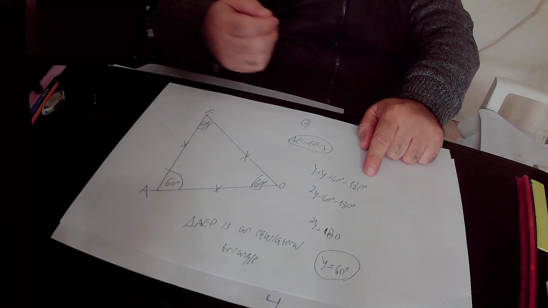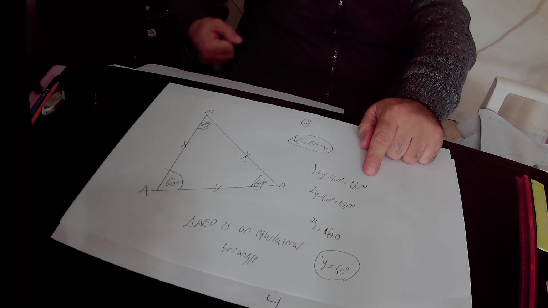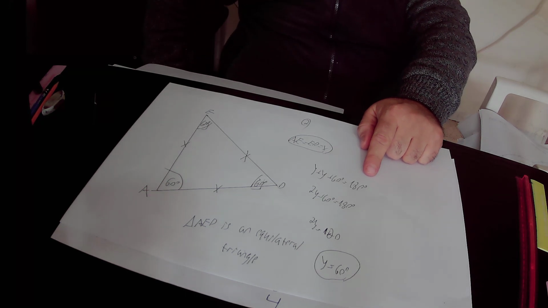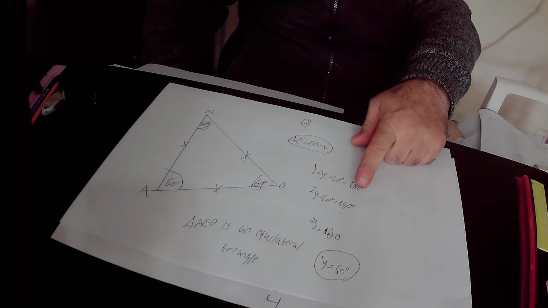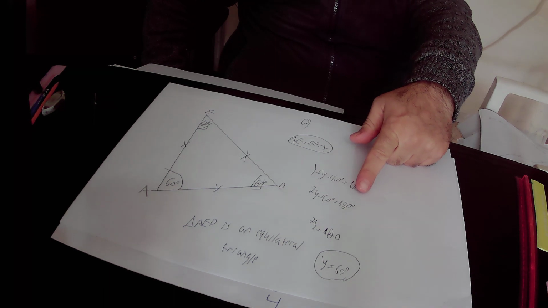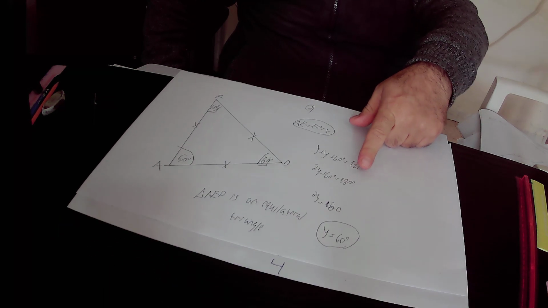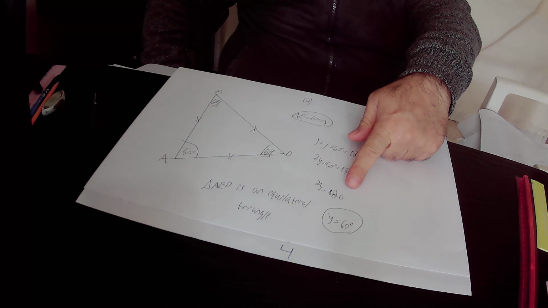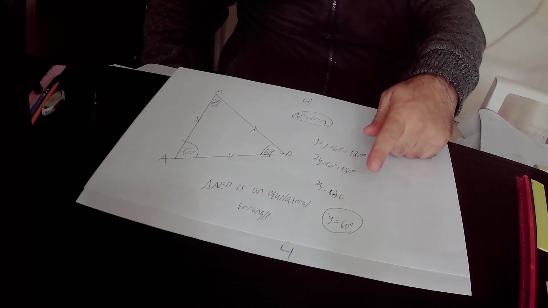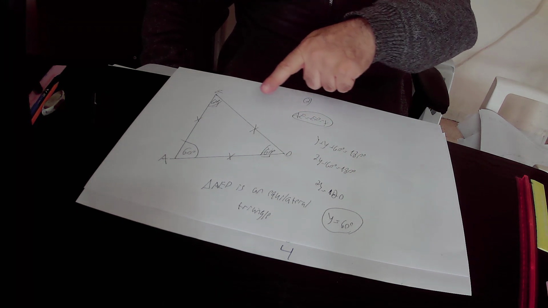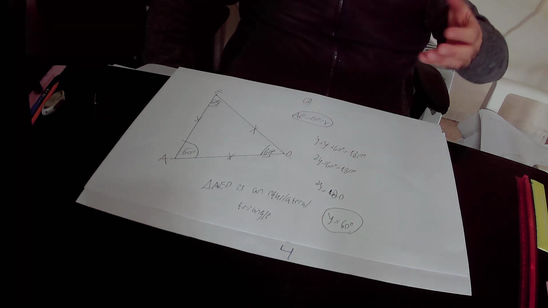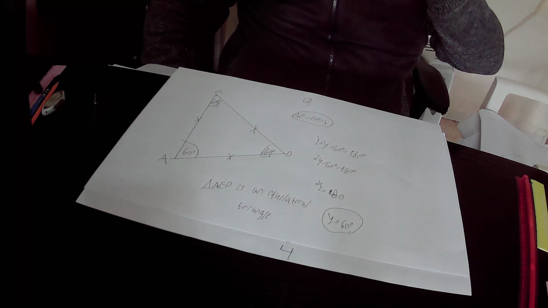Y plus y is 2y. 2y plus 60 degrees equals 180 degrees. Here we subtracted 60 degrees from this equation and we got that 2y equals 120 degrees. We divided this equation by 2 and we got that angle y equals 60 degrees. So this angle is 60 degrees and this angle is 60 degrees. Therefore triangle AED is an equilateral triangle.